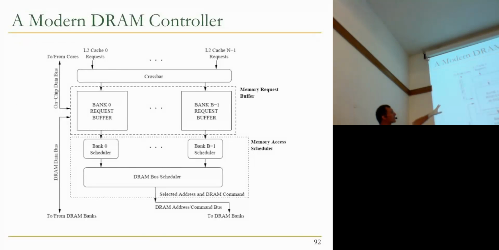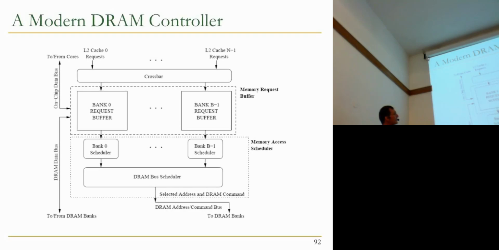What does a DRAM controller look like, a modern one? This is, assuming an on-chip memory controller, you get basically requests from different L2 caches. They get communicated to these different banks. We're assuming that each bank has a request buffer. It doesn't need to be this way, but many of today's controllers have separate request buffers for different banks, at least high-performance controllers. And each bank can have a scheduler, and the purpose of that scheduler is to pick the request that is to be scheduled next.